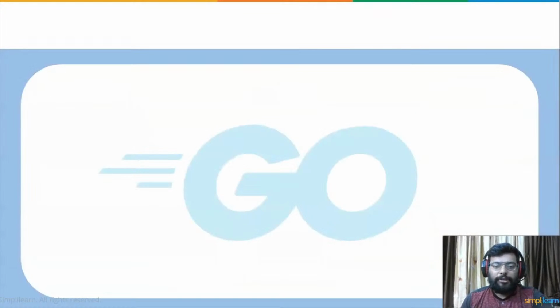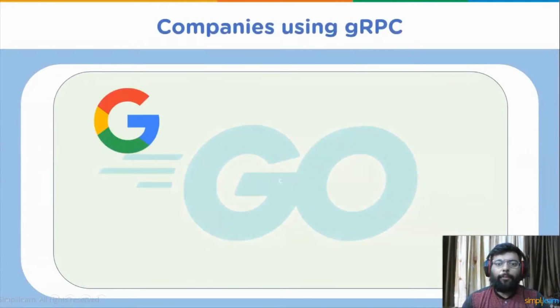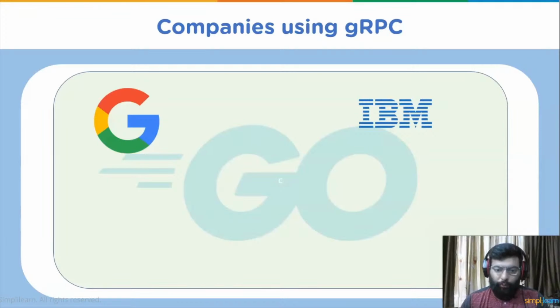The next we'll see is the companies using gRPC. The first is an American multinational technology company that focuses on artificial intelligence, search engine technology, online advertising, cloud computing, computer software, quantum computing, e-commerce, and consumer electronics. The next company that uses gRPC is IBM, that is International Business Machines Corporation. It's an American multinational technology corporation headquartered in New York, with operations in over 171 countries.